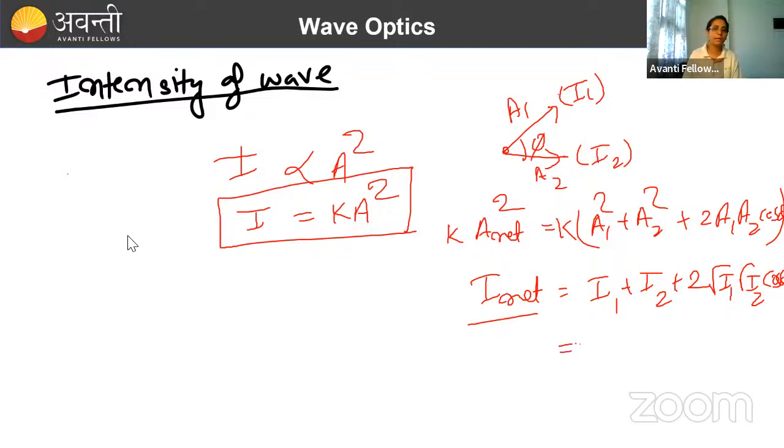But if we are going to find the maximum intensity, for that cos phi will become 1, and this will become root I1 plus root I2 whole square. And minimum intensity, you have already studied this, root I1 minus root I2 whole square.